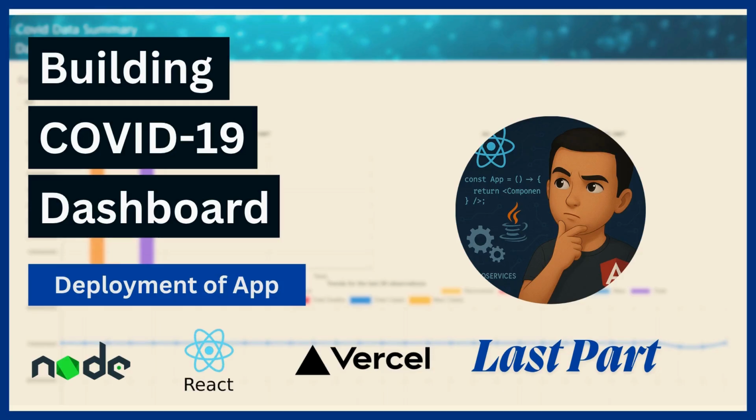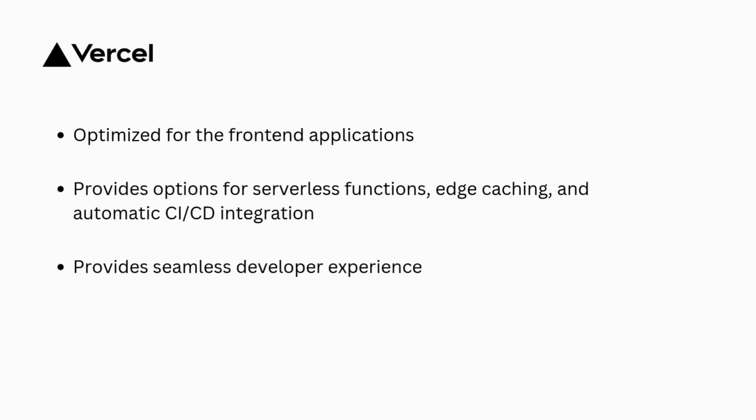Now that we have run our application locally, it's now the time to deploy the application on Vercel. This will allow us to share the application with anyone with the link. But first, let's see some words about Vercel. Vercel is a cloud platform for front-end developers that enables fast deployment and hosting of web applications, especially those built with frameworks like Next.js. It offers features like serverless functions, edge caching, and automatic CI/CD integration. Vercel is known for its seamless developer experience, performance optimization, and easy collaboration tools.